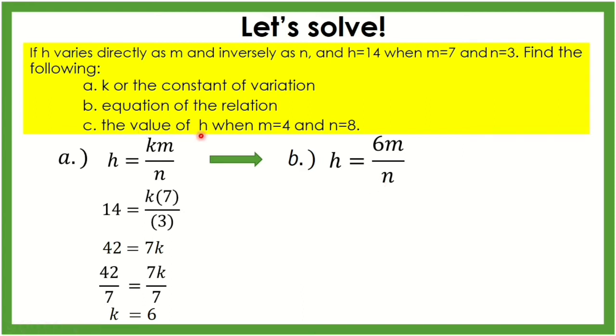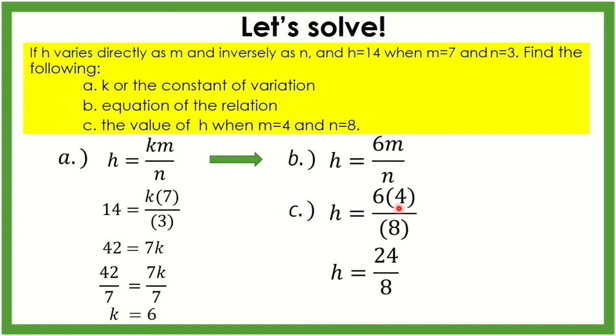To find the value of H when M equals 4 and N equals 8, substitute natin yung value ng M and N dito sa ating equation of the relation. H equals 6 times M is 4 and N is equal to 8. Then, simplify. 6 times 4 is 24 divided by 8. H is equal to 3. 24 divided by 8 is 3. The value of H is 3 when M equals 4 and N equals 8.